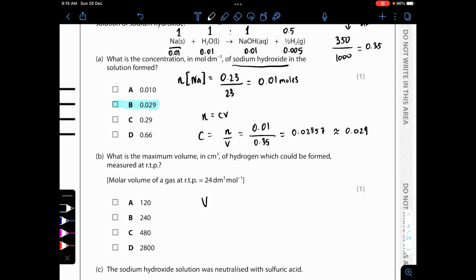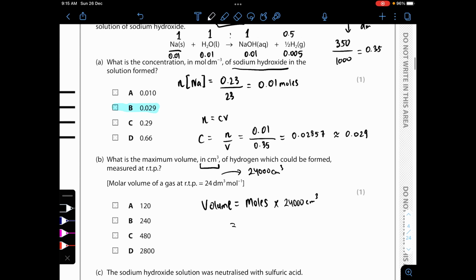So that's pretty easy. So we know volume is usually moles times 24 dm cubed. They're asking in centimeter cubed, so this would be 24,000 centimeter cubed because we times by 1,000. So the moles we know is 0.005. So that's pretty straightforward. 0.005 times 24,000 cm cubed. Once you put this in the calculator, this gives us 120 centimeter cubed of hydrogen which could be formed. So our final answer will be A, 120.